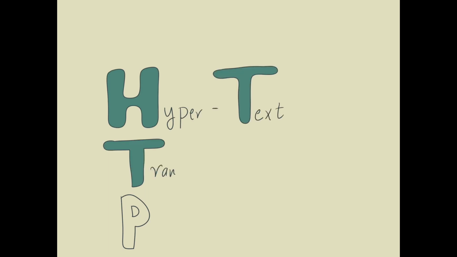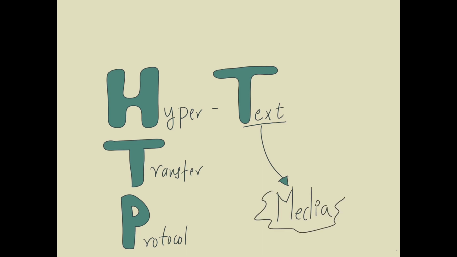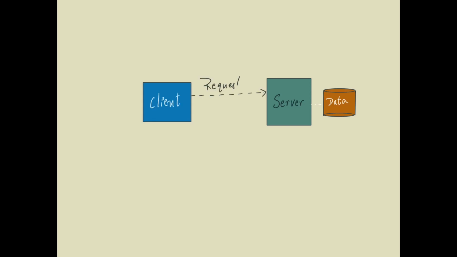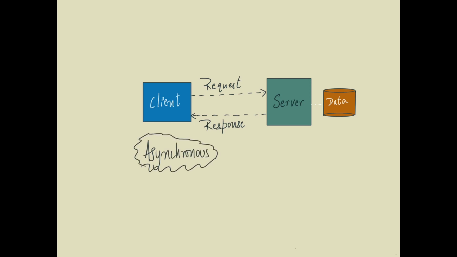HTTP stands for the Hypertext Transfer Protocol, used to transfer hypertext between a client and a server. We don't use the term hypertext anymore, we say hypermedia, because it also includes videos and sounds. The HTTP protocol consists of a server, which has access to some data which a user wants, and a client sends a request to the server to manipulate this data, and the server sends a response. This whole process is mostly asynchronous. There are some exceptions with HTTP2 streaming, which we will ignore for now.